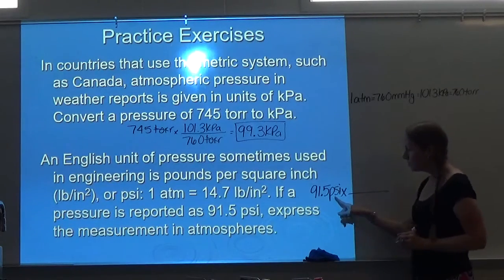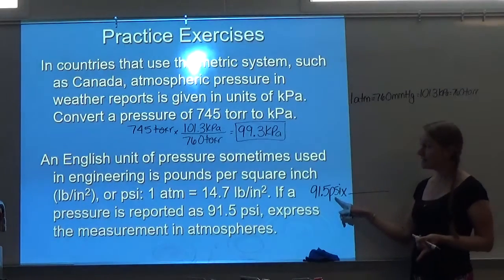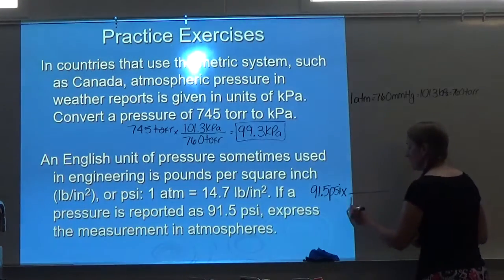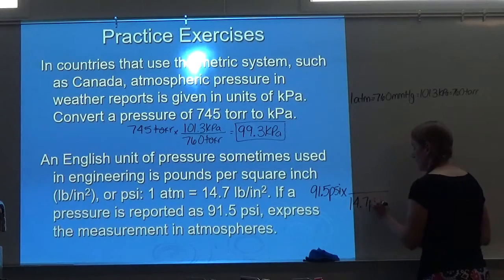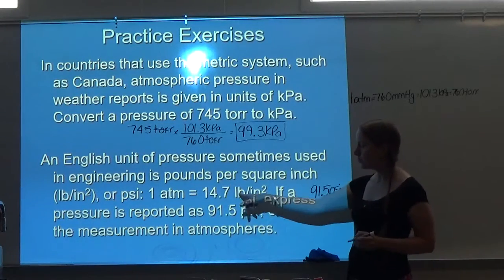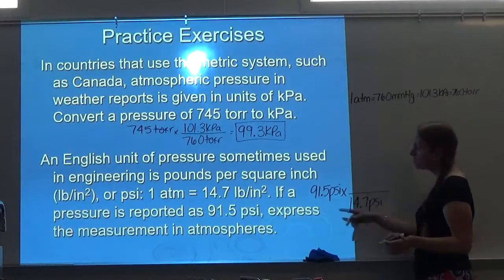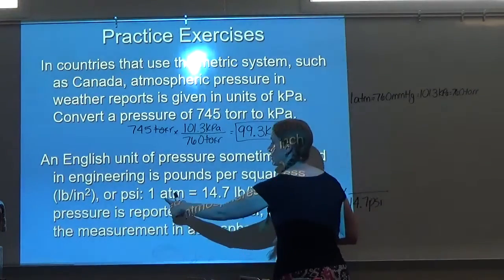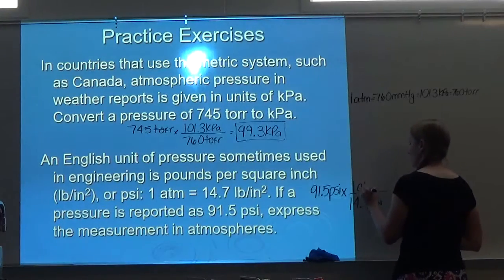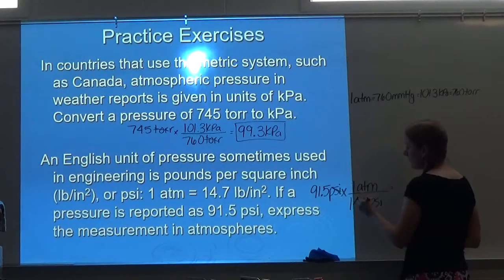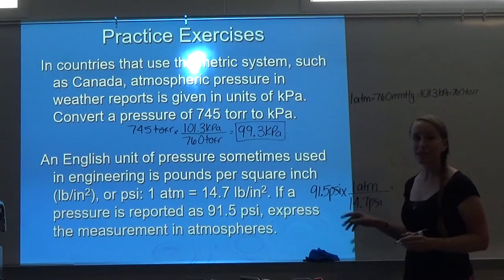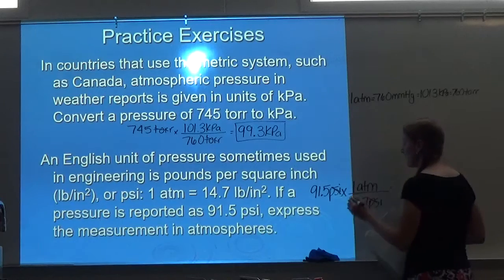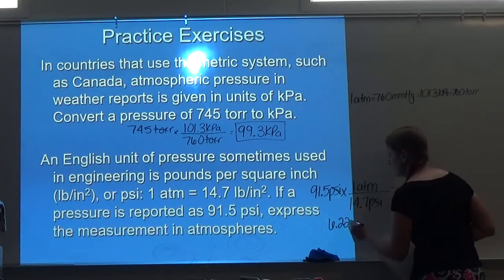Okay, so I follow my golden rule and I know pounds per square inch, or PSI, needs to go on bottom. So how many? 14.7 PSI. And you're more than welcome to write PSI or pounds per square inch. It doesn't matter. I just use PSI since they gave me PSI. And so 14.7 pounds per square inch equals 1 atmosphere. So my PSI cancel. And so I'm going to take my 91.5 and divide by 14.7. And I ended up getting about 6.22 ATM.